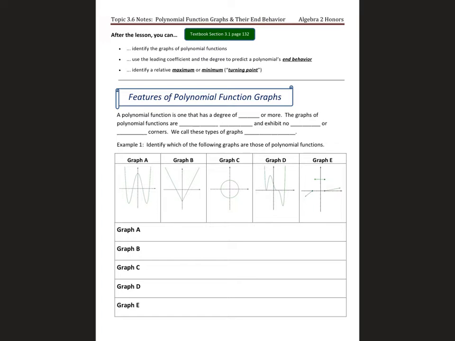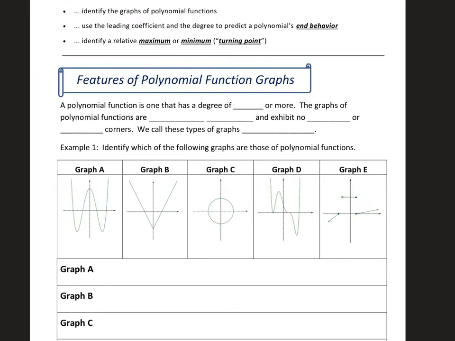In this very brief video, we're going to talk about what a polynomial function graph looks like and what it does not look like. Okay, so the first thing is a polynomial function is one that has a degree of 2 or more. So we did an entire chapter on quadratics, and actually quadratic functions are considered a subset of polynomial functions.